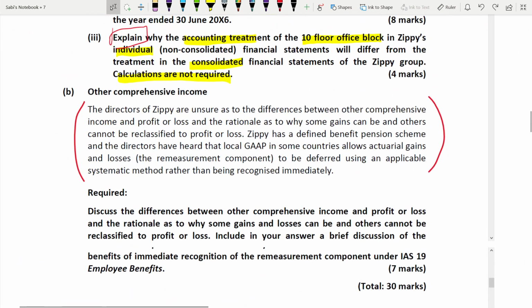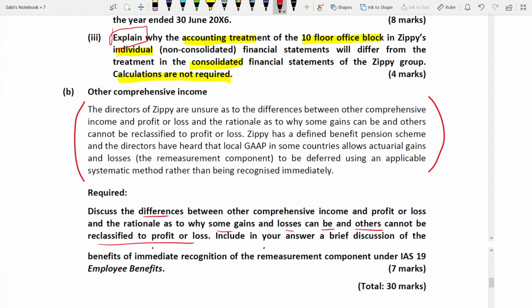Part B is what? OCI. Discuss the difference between OCI and profit and loss and the rationale as to why some gains and losses can and others cannot be reclassified to profit or loss. Include in your answer a brief discussion of the benefits of. Okay, two things. One is the differences. The other is why some gains and losses can or cannot be reclassified to P&L. For this you need the help of IAS 1. You can even go to my video and check IAS 1 for this part. Forward my video and go to only the part where I talked about reclassification. We discussed what items will be reclassified and what items will not be reclassified. There's a list.